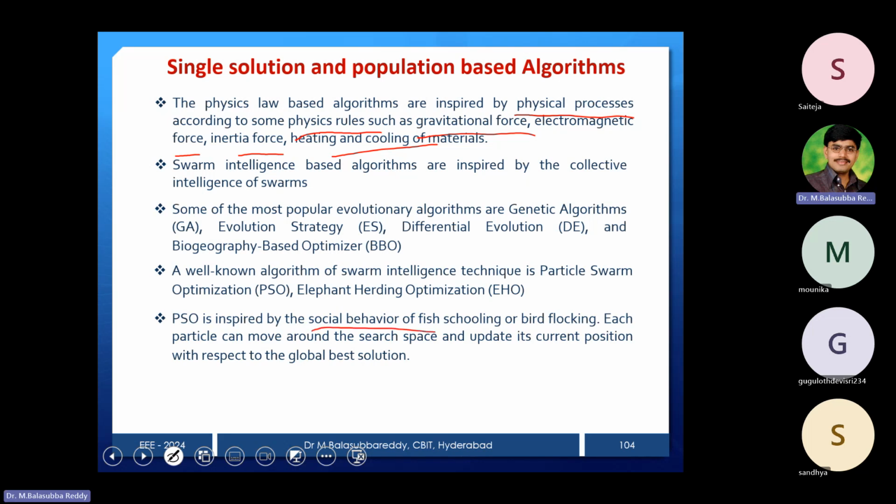Social behavior of fish schooling and bird flocking. So this kind of algorithm comes under swarm intelligence. A particle can move around the search space and update its current position with respect to the global best solution. After that, it will move again. There is a velocity update and then a position update. Both are going to happen.